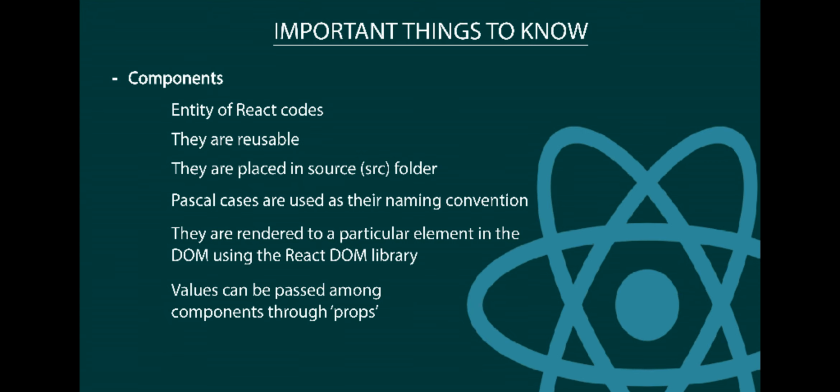Important things to know about reactjs. First, you need to know about components. Components are entities of React code, and also components are reusable in the code, and it has to be placed in the source folder before it can work. Then it chooses Pascal case as its naming convention, that is, it uses capitalized camel cases. It can be rendered to a particular element in the DOM using the React DOM library, and values can be passed among components through the use of props.